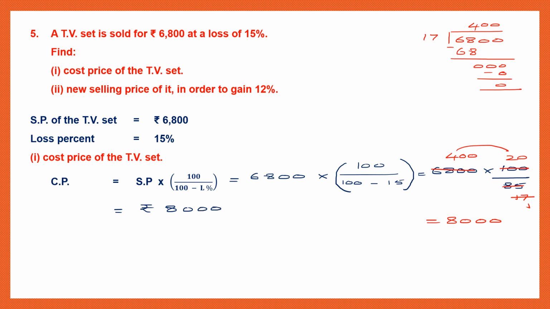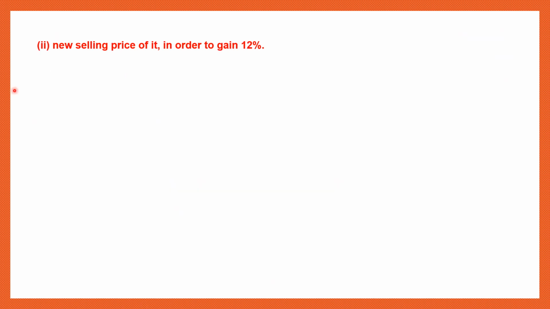So what have we been asked to find? We've been asked to find the cost price of the TV set, and we have found it to be 8000 rupees. So this is our answer. Now the second question is find the new selling price in order to gain 12%. So we have the cost price, we have the gain percent. Now we have to find the new selling price. So cost price of the TV set we found out to be 8000 rupees, and the gain percent is 12%.